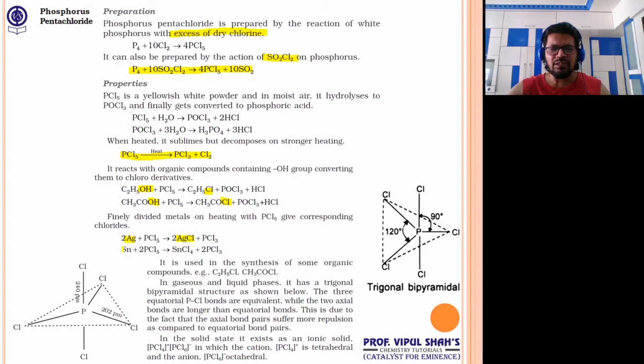Similarly, PCl5 with tin: tin gets oxidized to stannic chloride, 0 to +4. Stannous is +2, stannic is +4. And PCl5 gets reduced to PCl3.